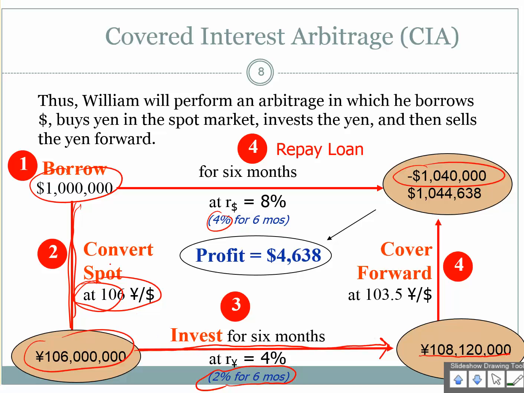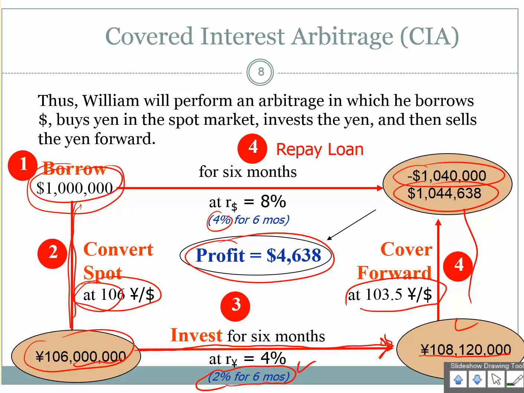All these steps are done within 5 minutes. I'm going to borrow money and enter into a contract to pay back 1,040. The next minute, I'm going to buy 106 million yen. The next minute, I'm going to have someone invest my 106 million yen into a yen sovereign bond. It promises 108. And then the next minute, I enter into a forward contract to sell 108 million yen at 103.5. That locks in a U.S. dollar revenue of 1,044. I have a profit of $4,638 for 5 or 10 minutes of work. So what would I do if that were me?